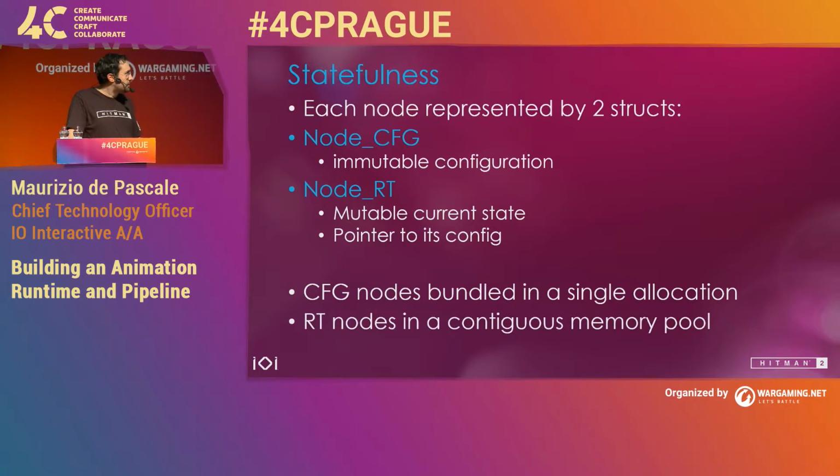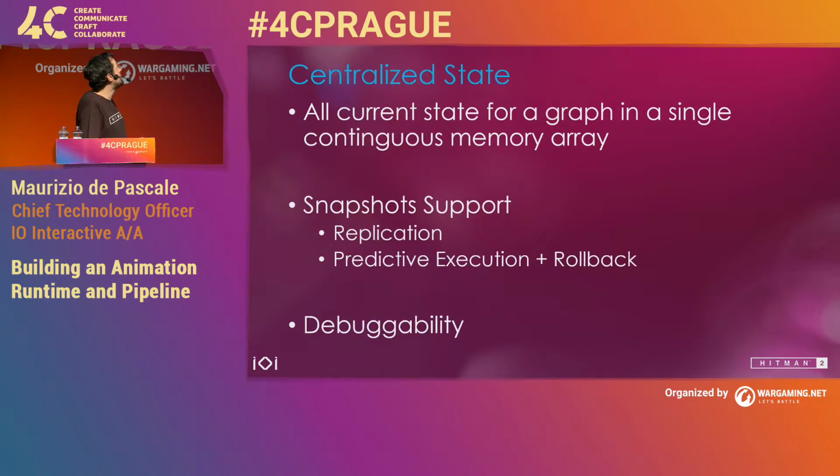A similar approach is actually also used for the runtime nodes, for the state. Once again, they're all in memory in a single contiguous pool. We dynamically allocate them. I'll give more details, but once again, they're basically all in the same location. And there's actually a good benefit of keeping all the state that really matters together in a small array.